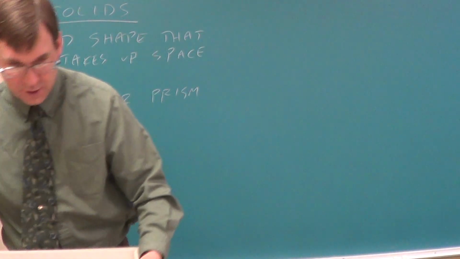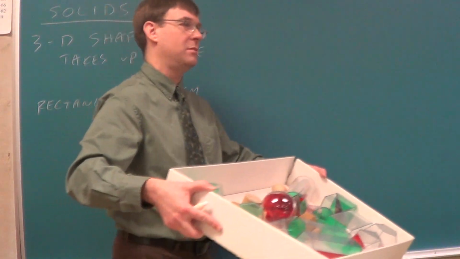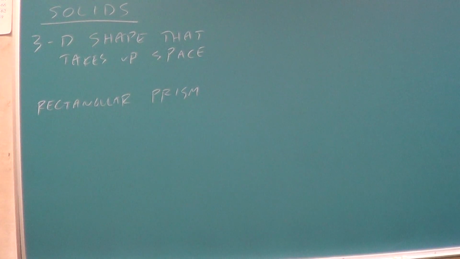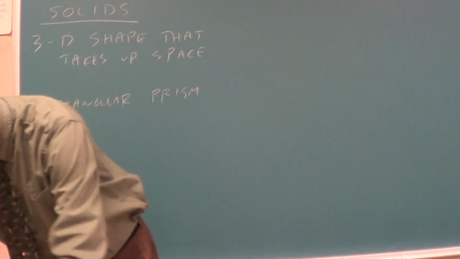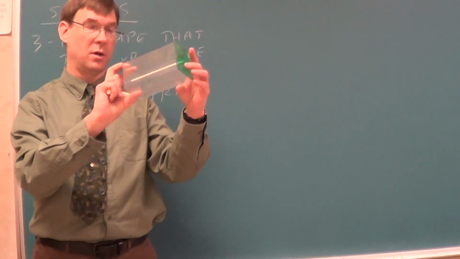Somewhere in this box there is a rectangular prism. You said the name. Can you spot which one that would be? This one. It is that one right there. So we'll take these back over to the camera. This would be a rectangular prism.